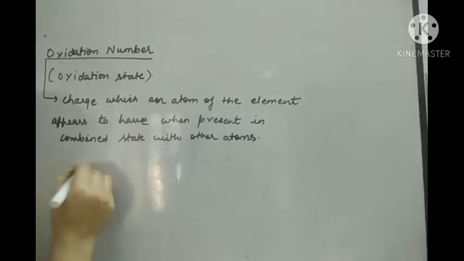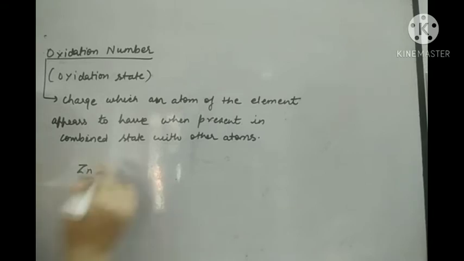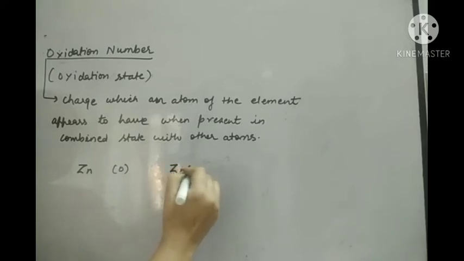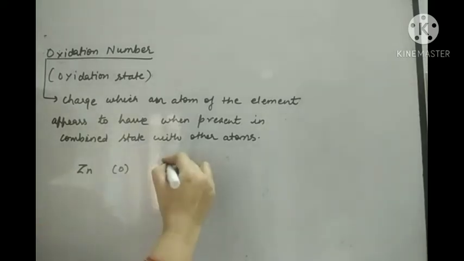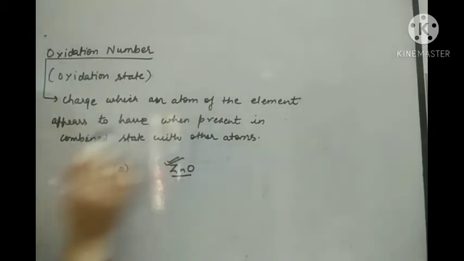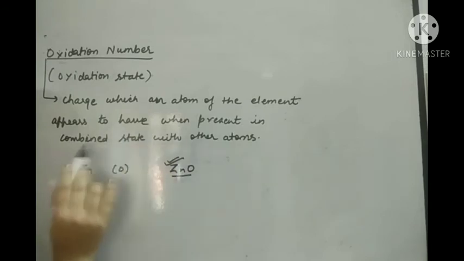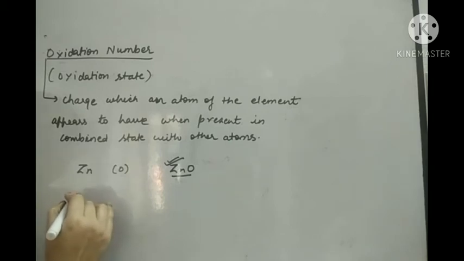Basically, suppose I write Zn. Now what is the charge on Zn here? It is 0 because it is neutral, it is in elemental state. But suppose zinc is making a compound ZnO. Then what charge does this zinc have? That is known as oxidation number. So the charge which an atom of the element appears to have when present in the combined state with other atoms. Okay, suppose I write the reaction like this.